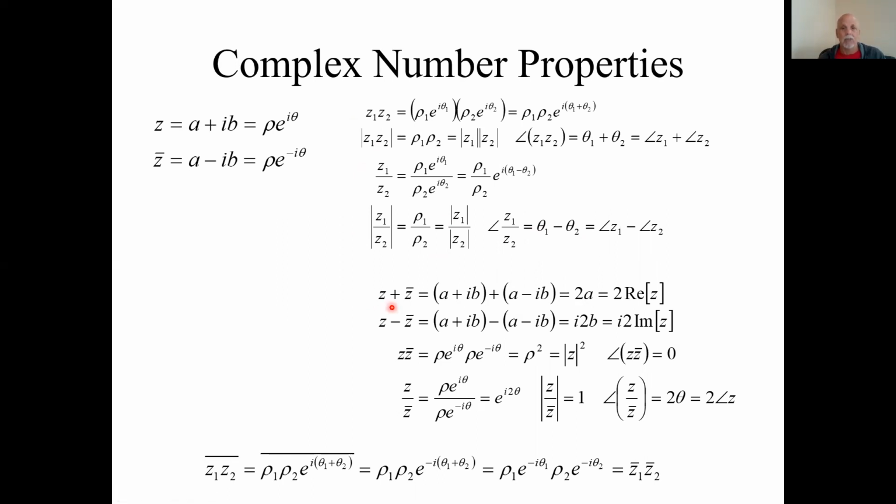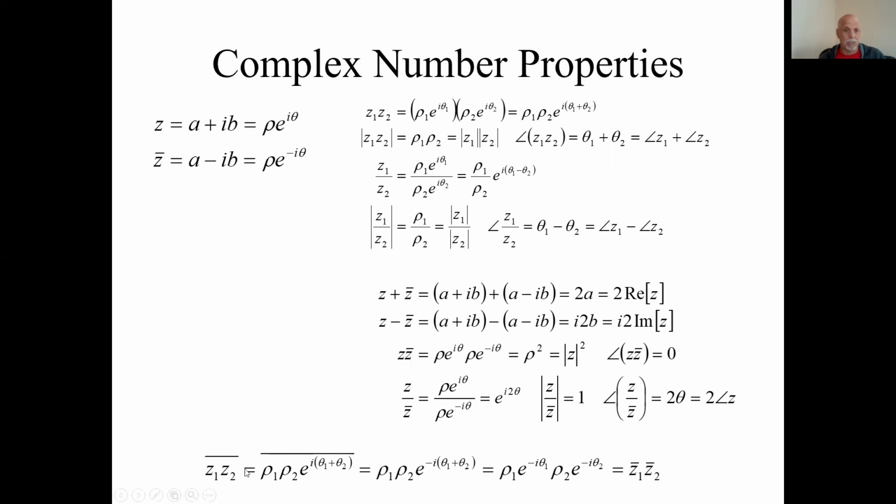Some special features of doing something with a complex number and its complex conjugate, its conjugate pair. If you add two complex numbers, you get an all real number that's just twice the real part of the original number. Subtract the complex conjugate of a number from the number, you get a purely imaginary number that's twice the imaginary part of the original number. Multiply the number and its complex conjugate, you get the squared magnitude.